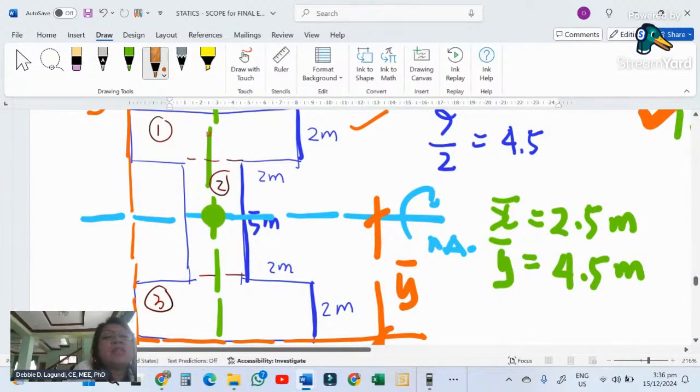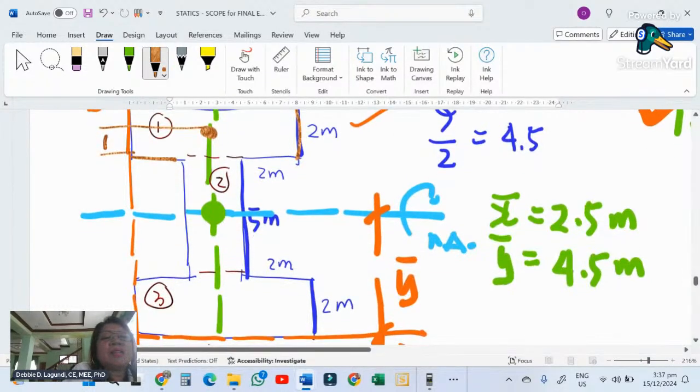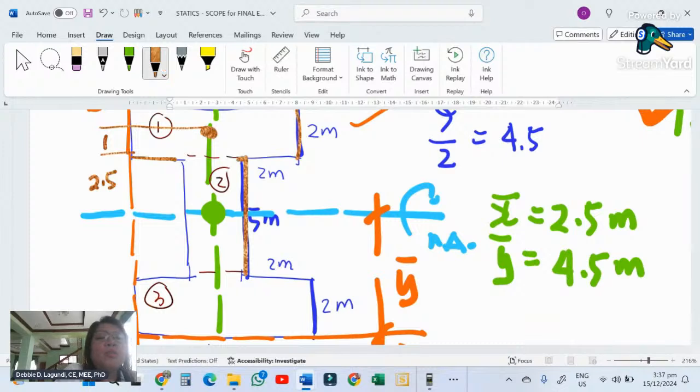Now, this is the CG of the first rectangle. The CG distance from its bottom is 1 because it has a total of 2 height. So the CG will have a distance from the CG of the whole shape. This is 2.5 because this is 5 altogether, divided by 2, so it's 2.5. Therefore, our D1 will be 3.5.